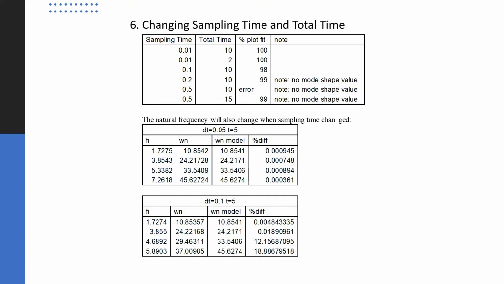Firstly, I changed the total time and the sampling time in the function, and as we can see from the first table, when we use a larger sampling time, changing the sampling time from 0.01 second to 0.05, 0.1, 0.2, and 0.5 seconds, generally the percentage of fit of the plot for the estimated displacement is lower.